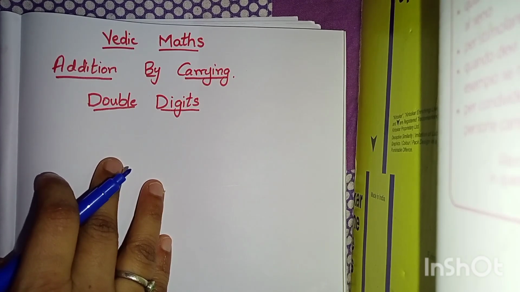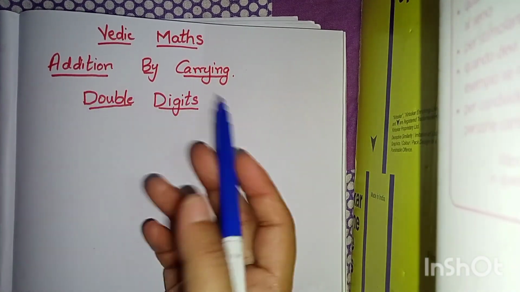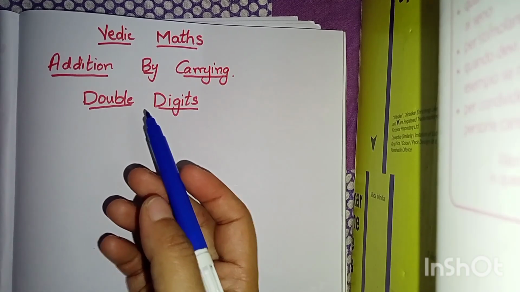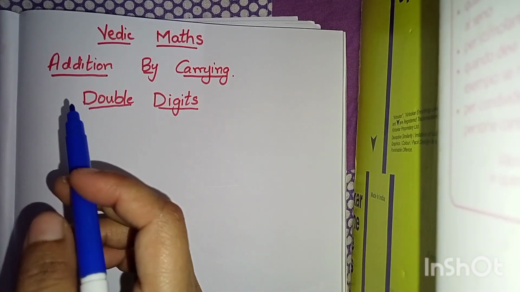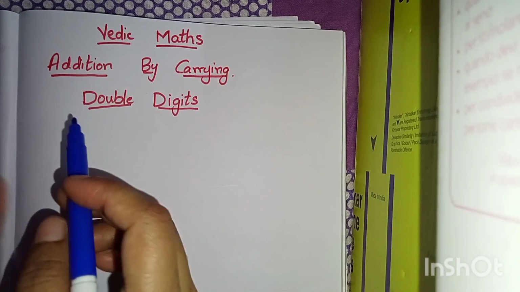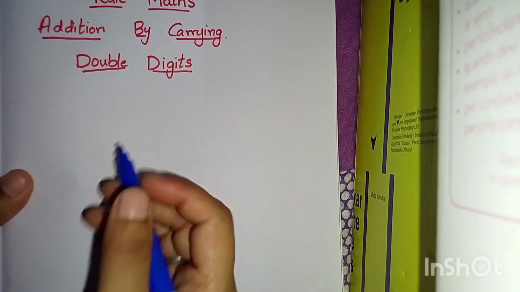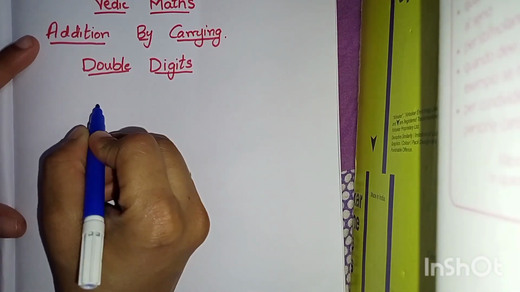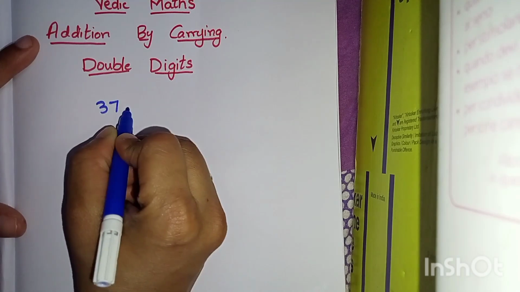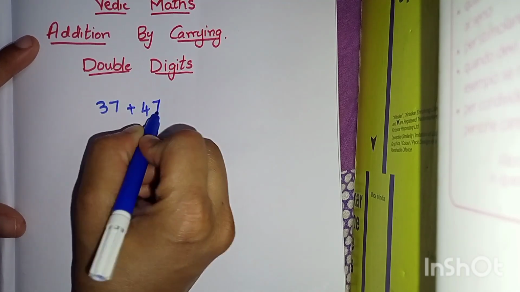In this video we are going to do Vedic Maths addition by carrying, with double digits. In the previous video we did double digits plus single digit. Today we are going to do double digits. For example, I have 37 plus 47.